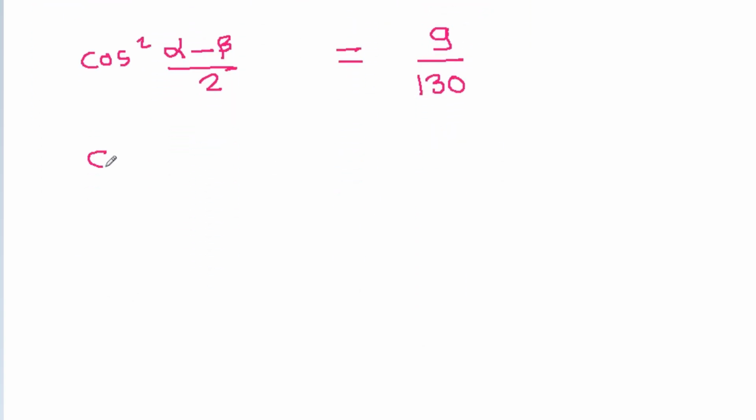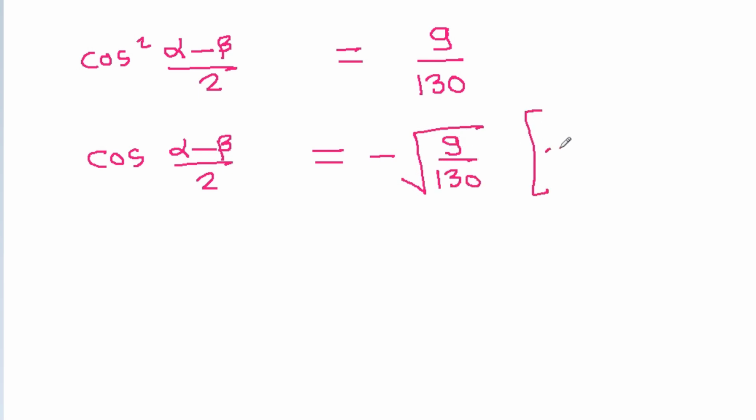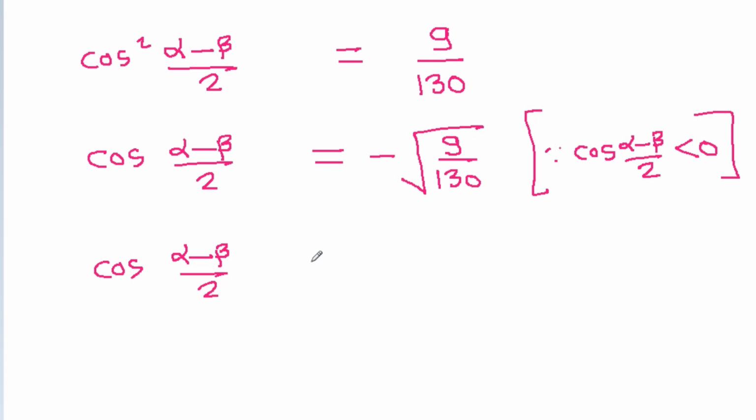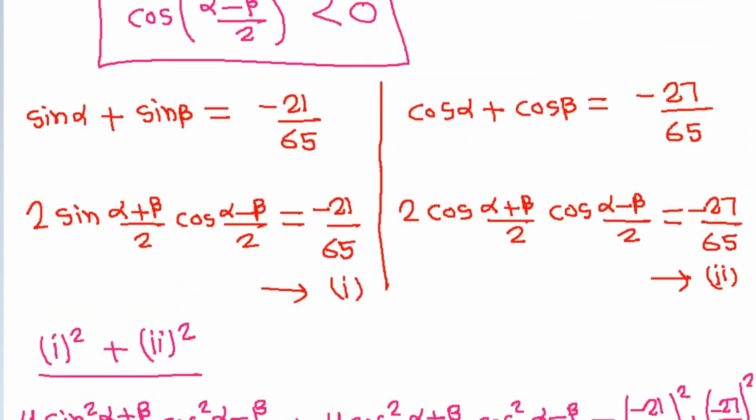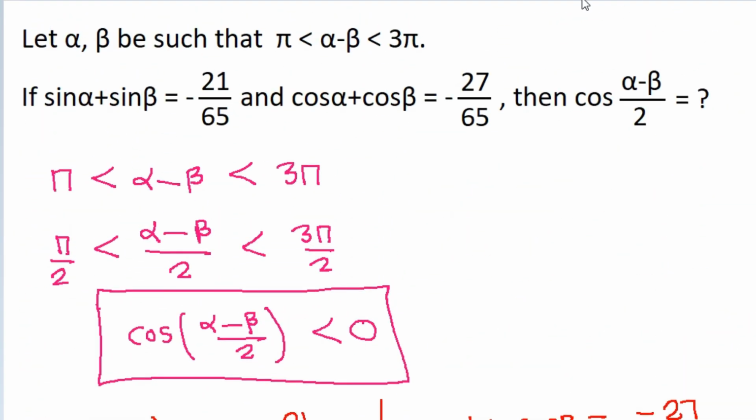Or cos of (alpha minus beta) by 2 is equal to minus square root of 9 by 130, because we know that cos of (alpha minus beta) by 2 is negative. So cos of (alpha minus beta) by 2 is equal to minus, and the square root of 9 is 3, over square root of 130. It is minus 3 by root 130.